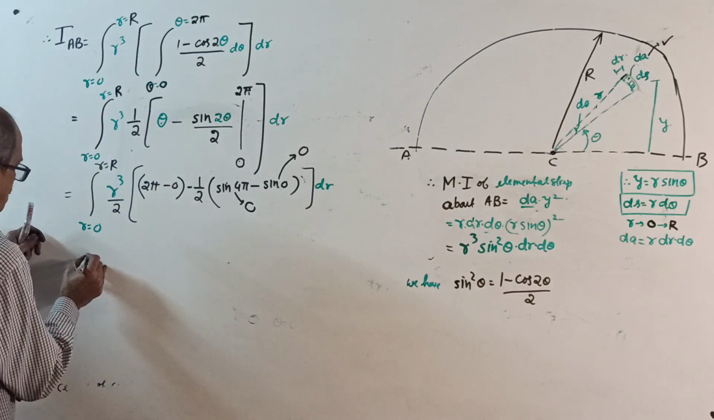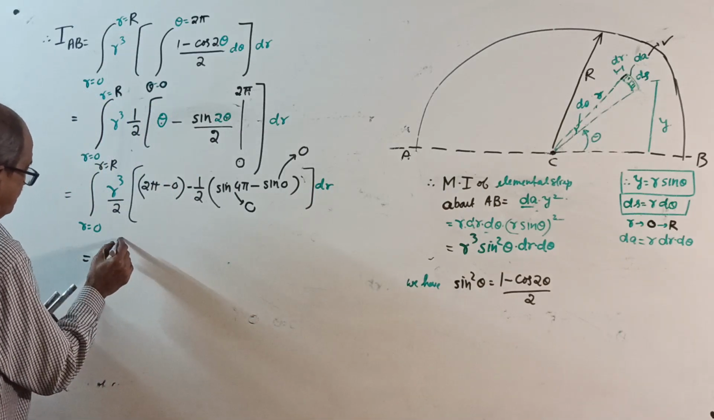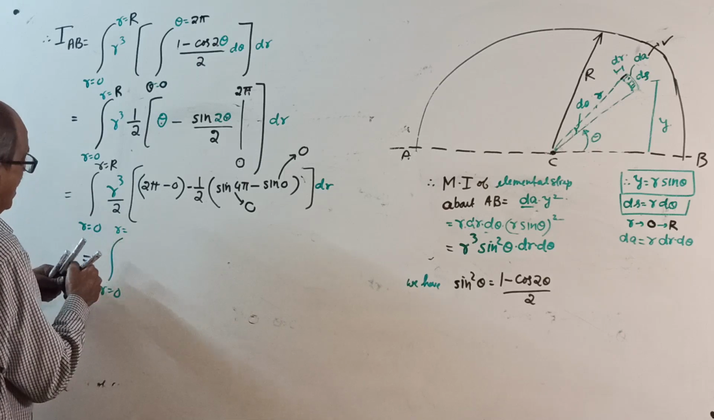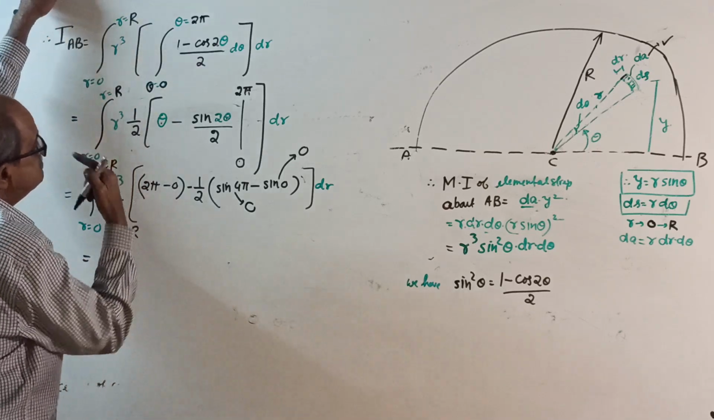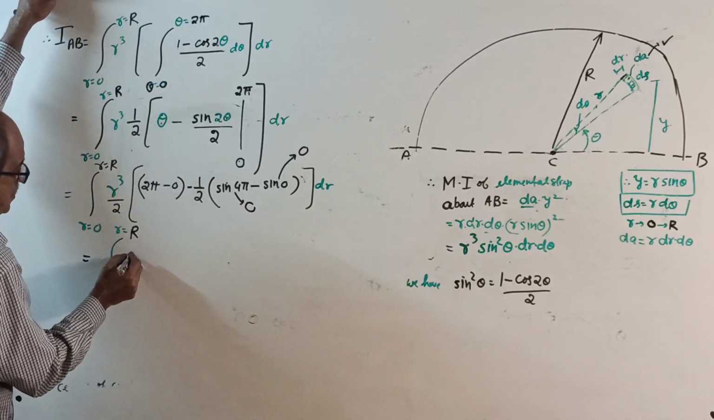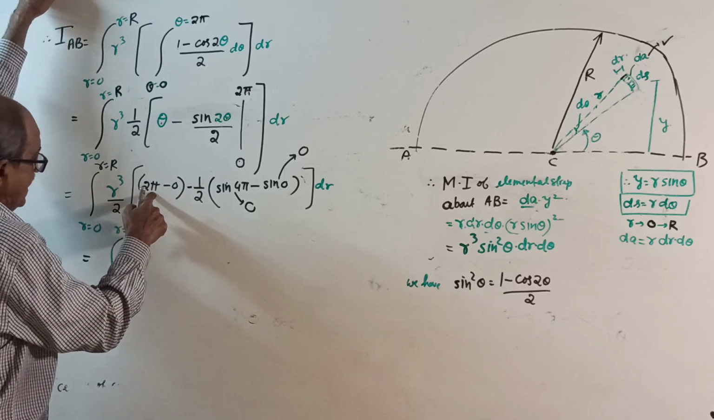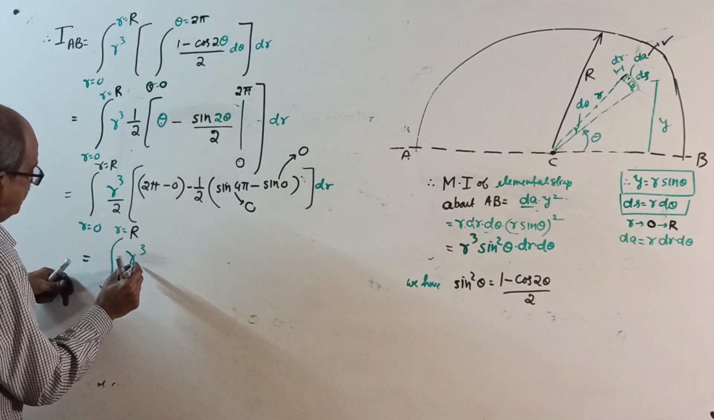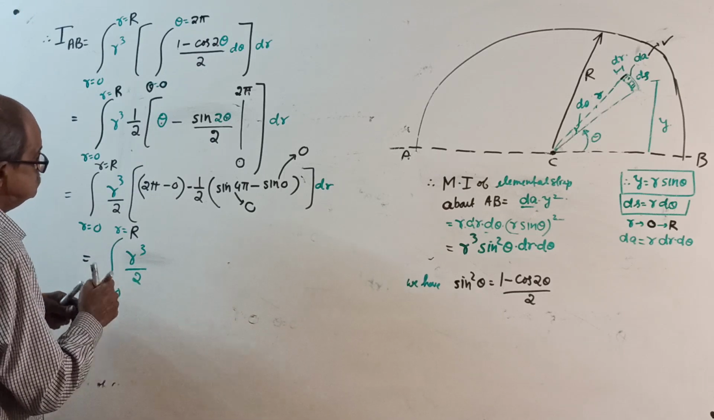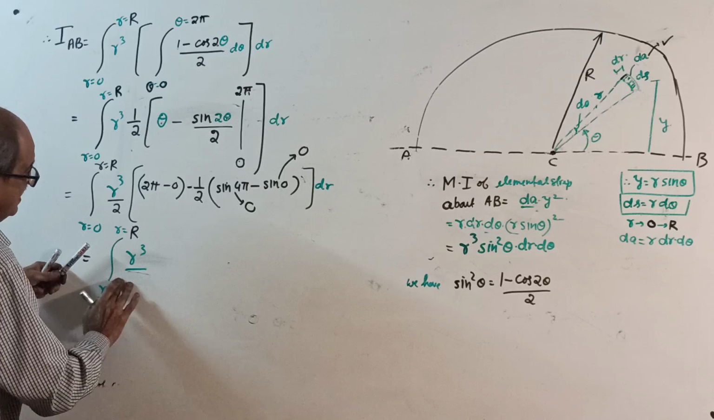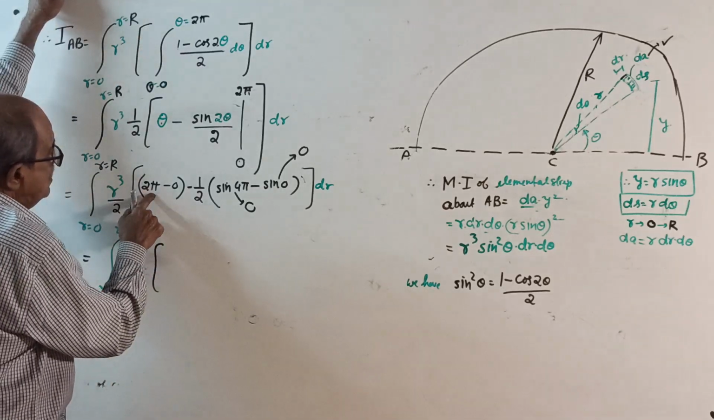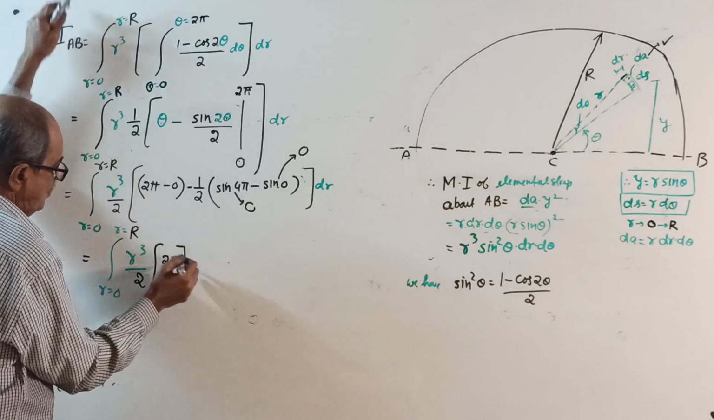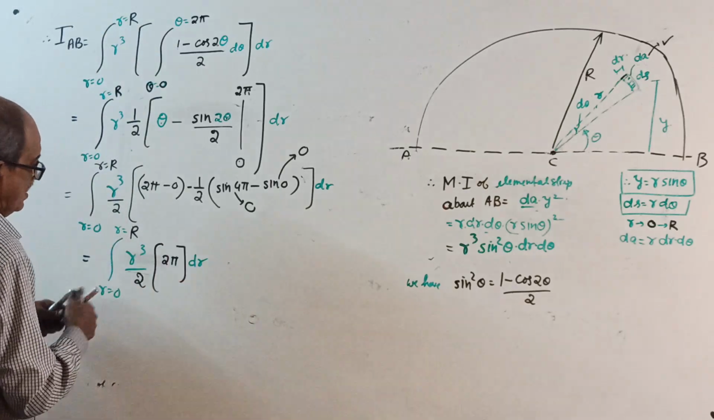Into dr, equal to, see, patience required, r equal to 0 to r equal to R of 2 pi, see, 2 pi, oh no, first answer here, what is here? This r cube by 2, r cube by 2 is already there here, r cube by 2 into, see, this full term becomes 0, so into 2 pi into dr, equal to, see now.